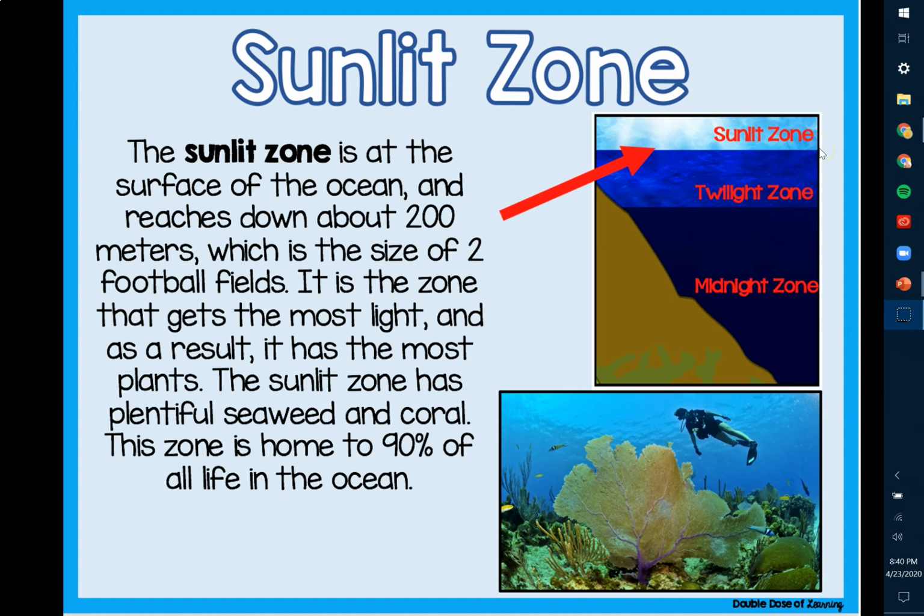So this is where most of the activity of the ocean happens, even though it's not very deep, right? You can see that it's one of the smallest zones. The twilight and the midnight zones go much, much deeper, but it's a lot harder to survive there. So they have less light in the deeper zones and less life as well. Less light and less life.